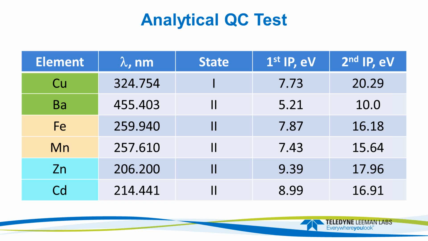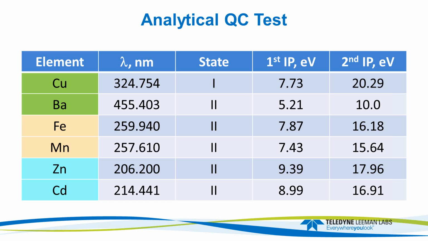Cadmium and zinc, they're hard lines, so they're very sensitive to RF power. If the RF power drifts or changes, it goes up or goes down, then those lines will change in intensity. Soft lines are not as affected by power. They'll change to a much smaller degree, and the manganese and the iron are sort of in between, and they won't change quite as much.